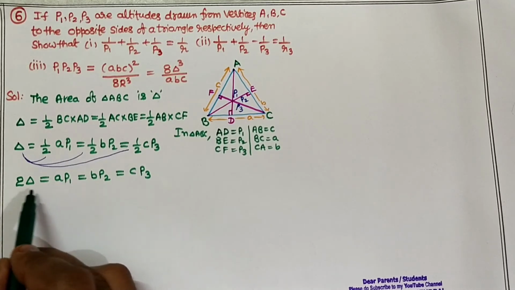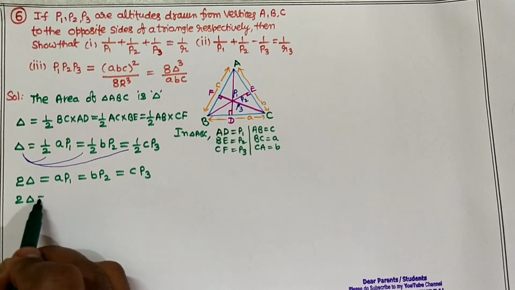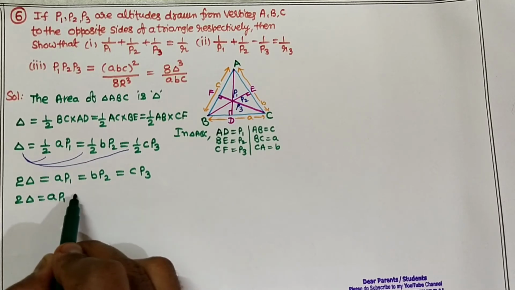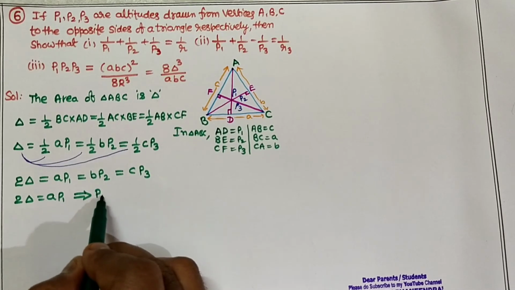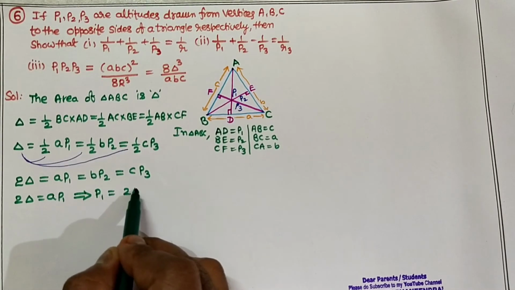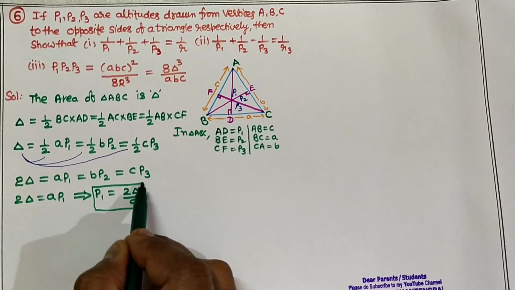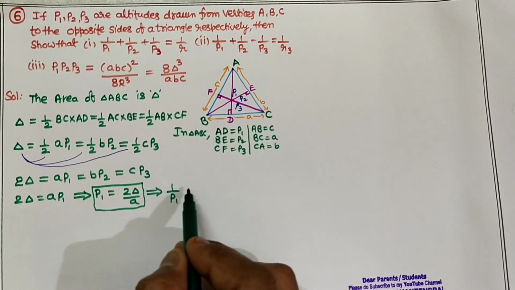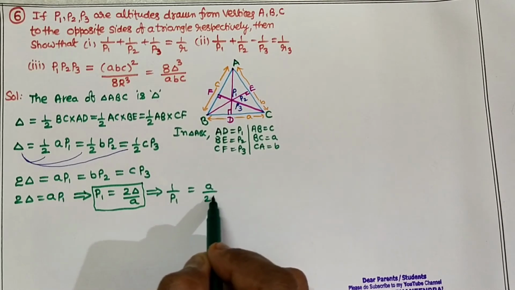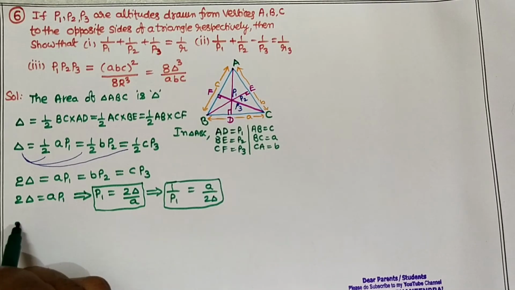Suppose you equate these two, you will get 2 delta equal to AP1. That implies P1 is equal to 2 delta by A. Put it in a box, and write the reciprocal value also immediately: 1 by P1 is equal to A by 2 delta. All the values like this you can write.